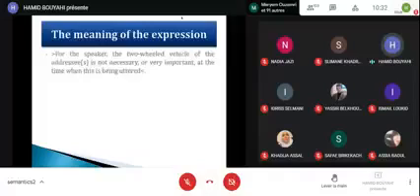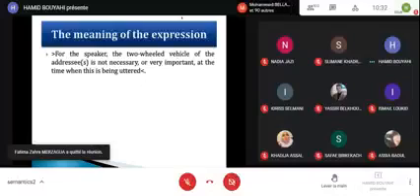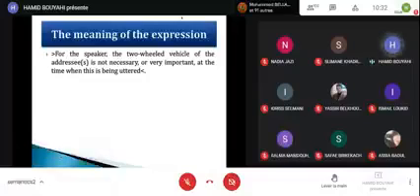So I think it's basically similar to what we see here. So for the speaker, the two-wheeled vehicle of the addressee is not necessary or very important at the time when this is being uttered. So if you look at this definition, for the speaker here we have taken that part of I, but the two-wheeled vehicle of the addressee is not necessary, so don't need your bicycle. And keep in mind that it is in the present tense, so at the time when this is being uttered.